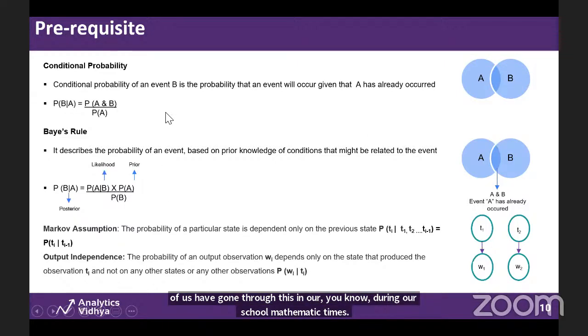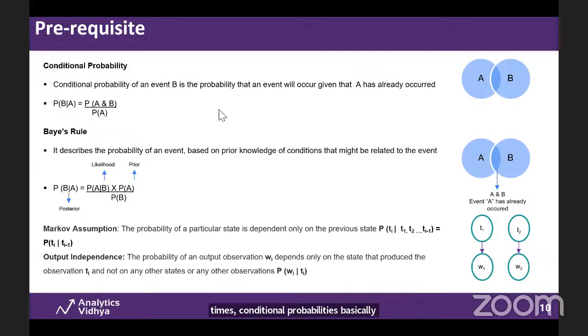Conditional probability basically states that, given that an event A will occur, what is the probability that event B will occur? To give you an example, given that you drew a red card, what is the probability that it is a 4? The probability of a 4 occurring given you have already chosen a red card is what conditional probability is all about. And Bayes' rule is an extension of conditional probability.